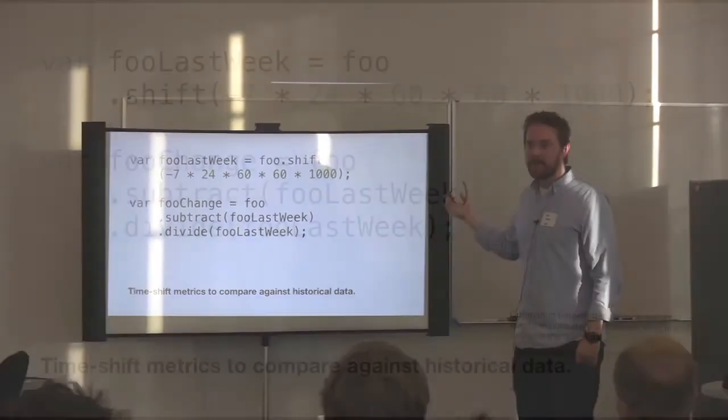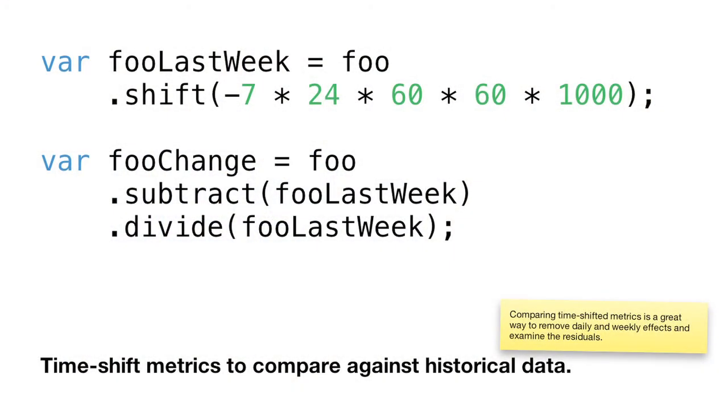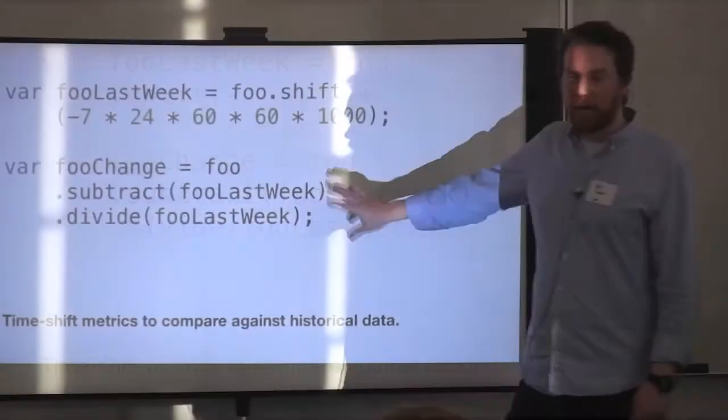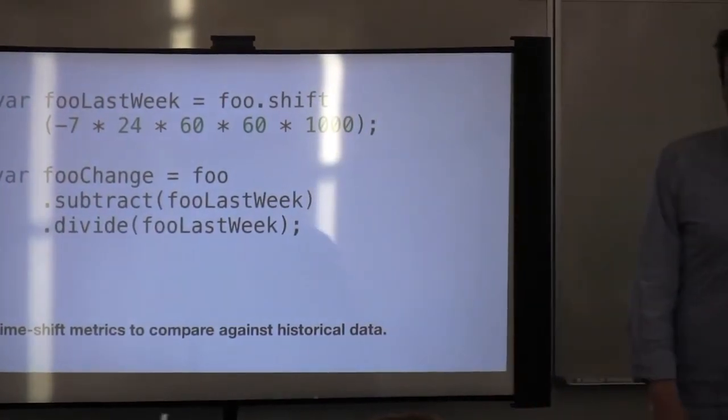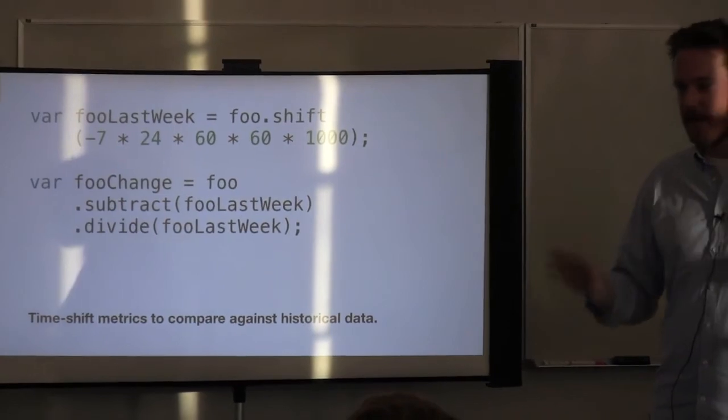Cubism also has time shifting built in. So if you're using a backend that has time shifting built in already, like Graphite, that's great. But Cubism can do that for you as well, transparently. So this is an example where we're taking some metric foo and computing the percent change over the last week, just by taking two of those metrics that are time shifted.